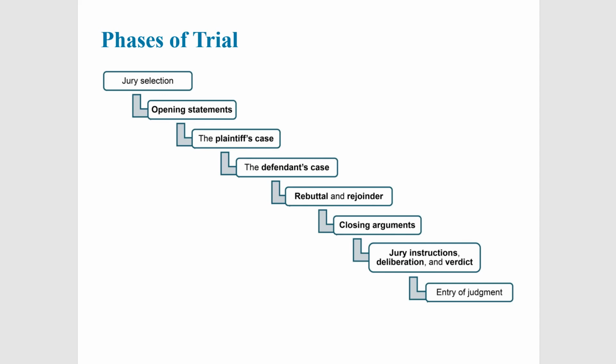Broad overview of the phases of trial. Jury selection, moving into opening statements. The plaintiff establishes their case. The defendant gives their case. Then both parties can come in and offer rebuttals and rejoinders to counter what the opponents said. We have closing arguments. Then the judge will give the jury instructions. The jury will deliberate, and we have a verdict. If it's not a jury trial, then the judge would just go ahead and decide, and then they would enter that judgment.